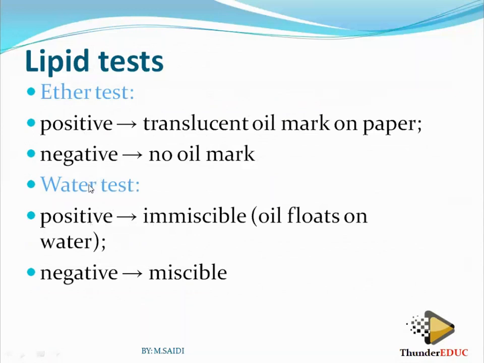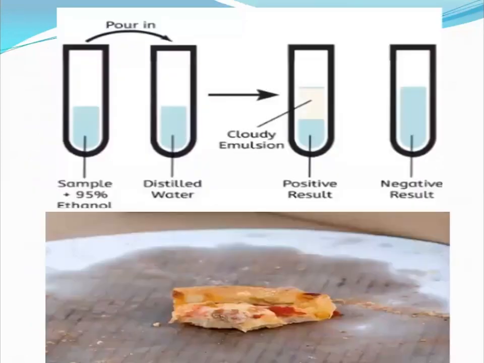And then here, the water test, what we sometimes call the emulsion test. When you immerse it, it becomes immiscible. It floats on the water, it forms two layers. And here, if it's negative, it becomes miscible. It will form one layer. This is what I'm trying to say.